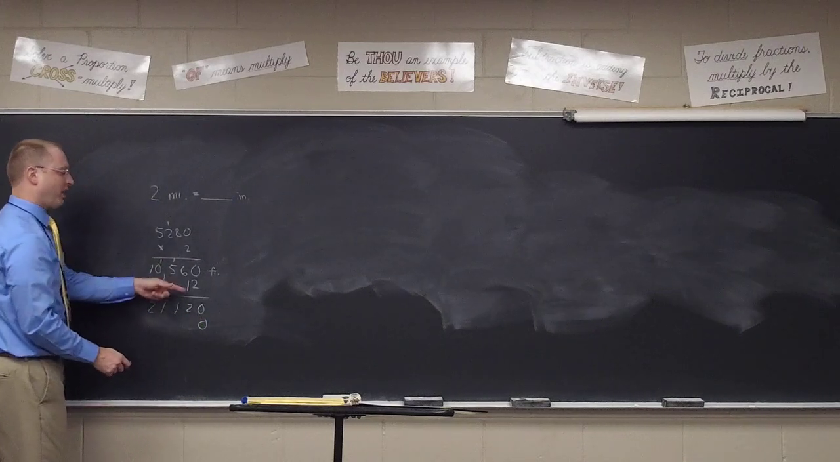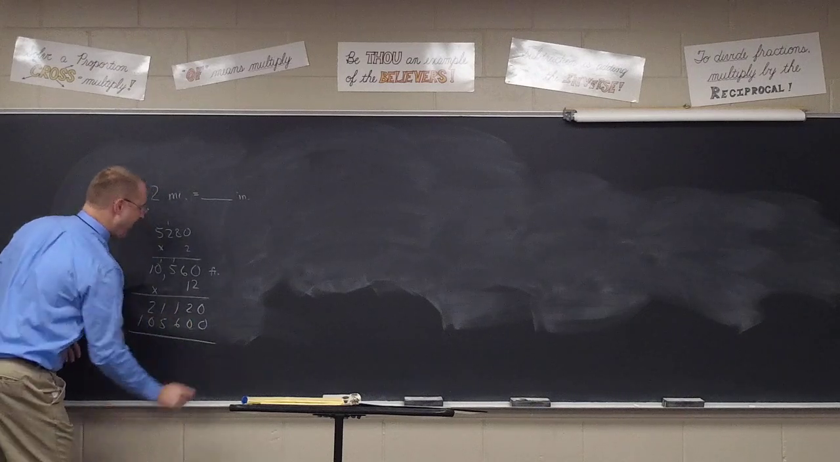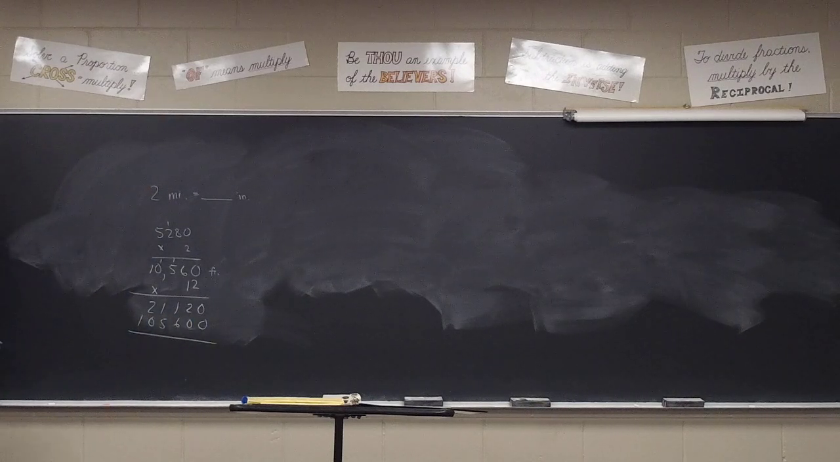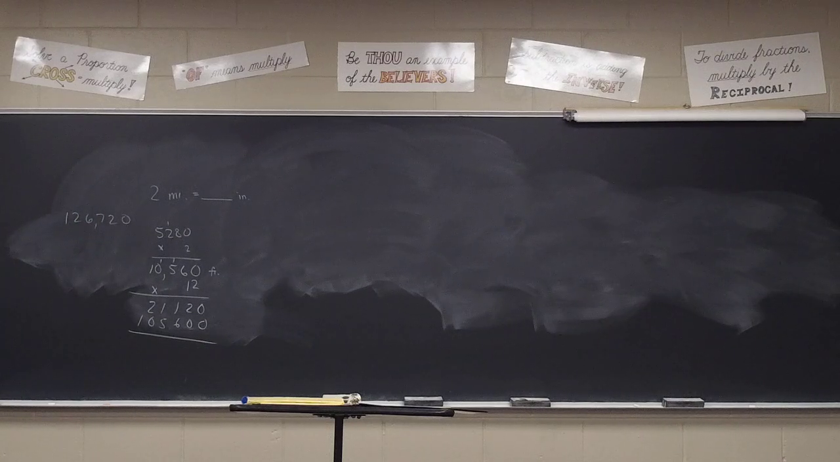We have a gap. And of course, 1 times all this is just going to be all that, right? So 0, 6, 5, 0, 1. Add those together. And let's see. I got 1, 2, 6, 7, 2, 0. Apparently, if you were to take just inches, it'd take 126,720 inches to make 2 miles. Notice it required more than 1 step, right, in this particular instance. What about this one?